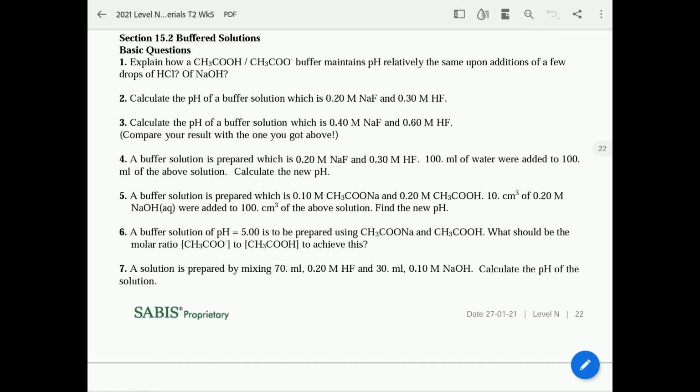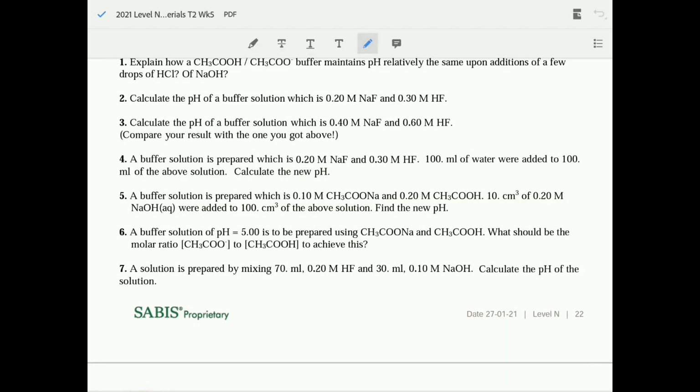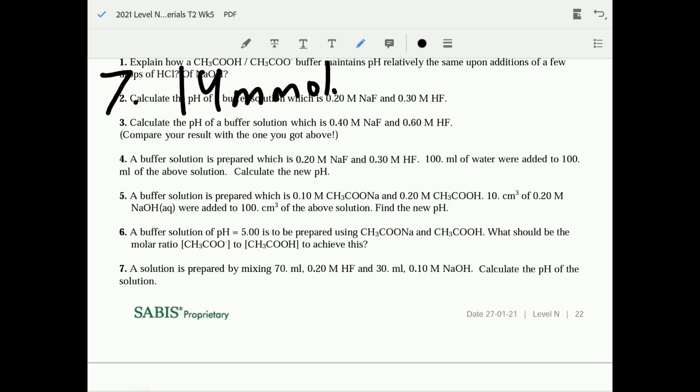So we have a solution that is prepared by mixing 70 milliliters of HF and 30 milliliters of NaOH. Calculate the pH. So again, we're basically repeating ourselves here, guys. So it's again the Henderson equation. So let's just calculate the number of moles. 70 by 0.2, 14 millimoles, and 30 by 0.1, 3 millimoles.